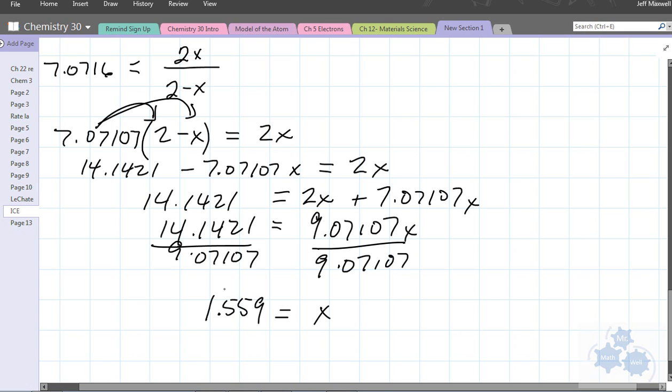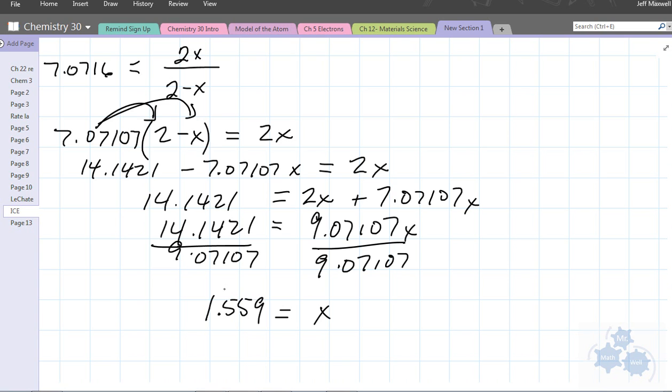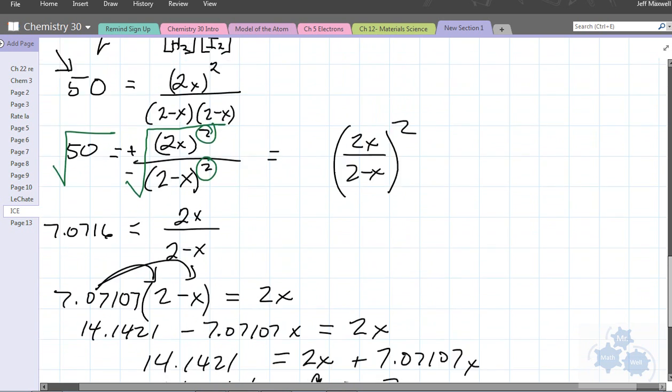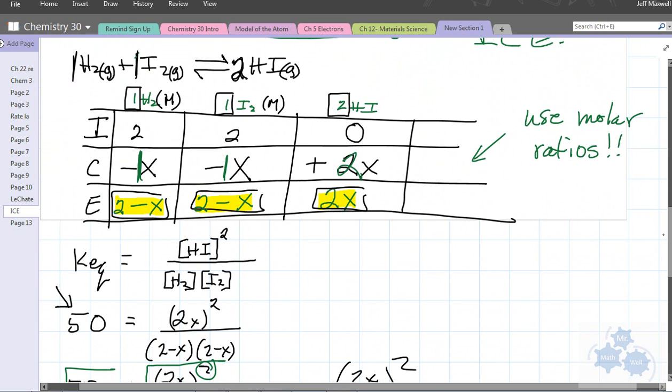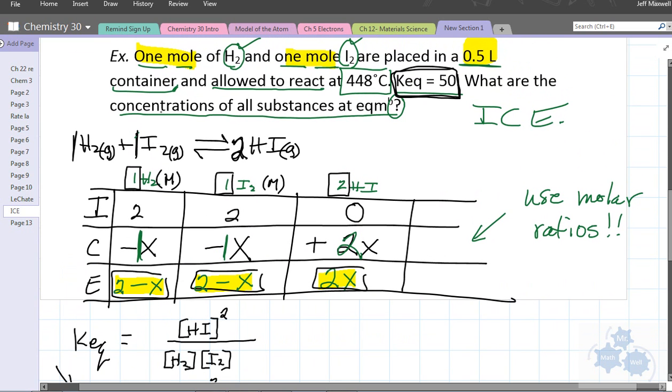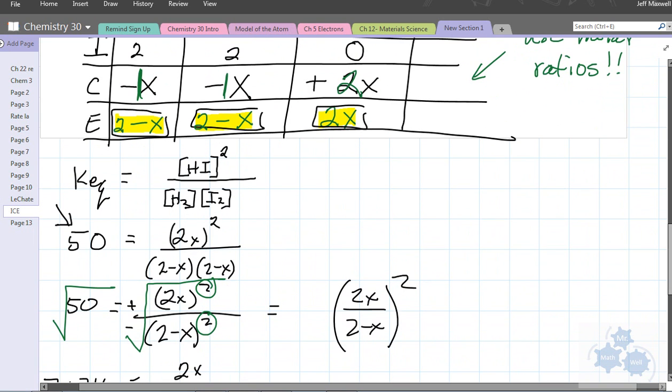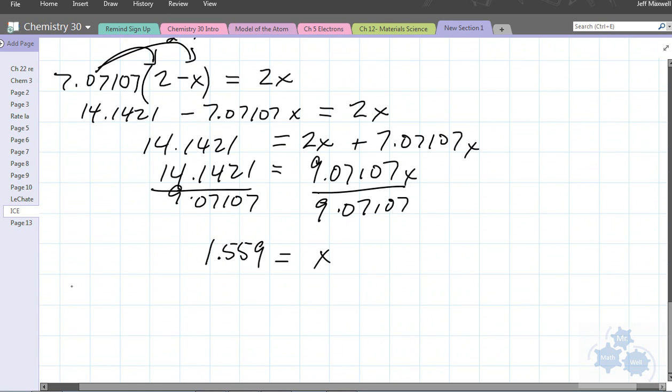Now, don't just circle that and move on. We have to figure out what was x, right? What did we let x equal? So we've got to go back to the question and figure out what we're going to do next. If the question asks us for the concentrations of all substances at equilibrium, what we need to do is insert our x values into these expressions. Okay? So the concentration of H2 at equilibrium is going to be 2 minus 1.559.